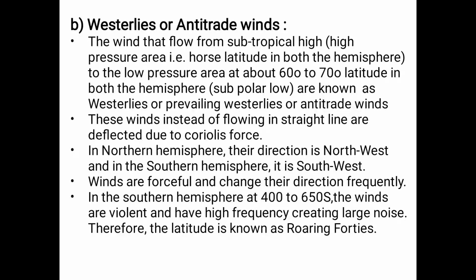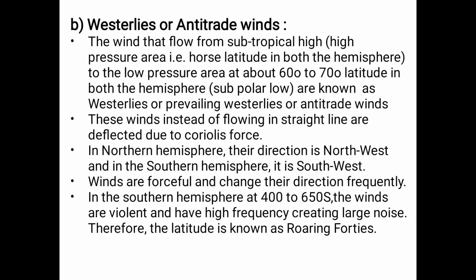Then after that, the second type of wind is the westerlies or the anti-trade wind. The wind that flows from the subtropical high, that means from the high pressure area, to the low pressure area at about 60 degree to 70 degree latitude in both hemispheres, is known as the westerlies or the prevailing westerlies, or it is also known as the anti-trade wind.